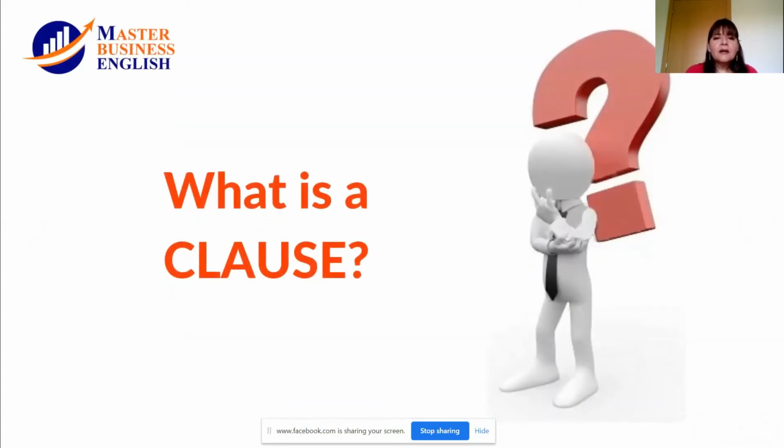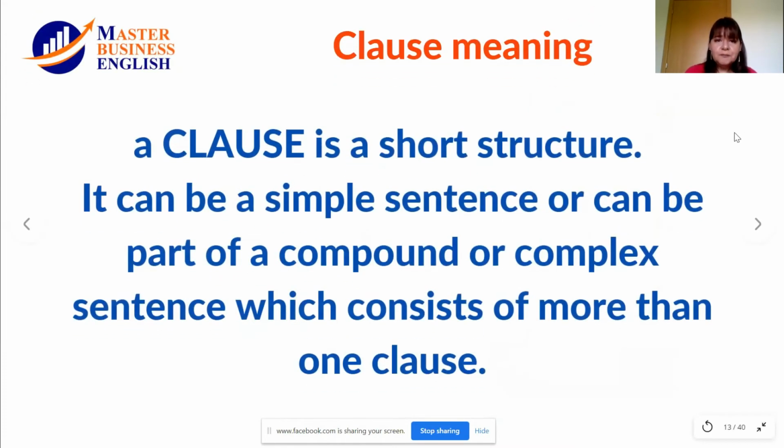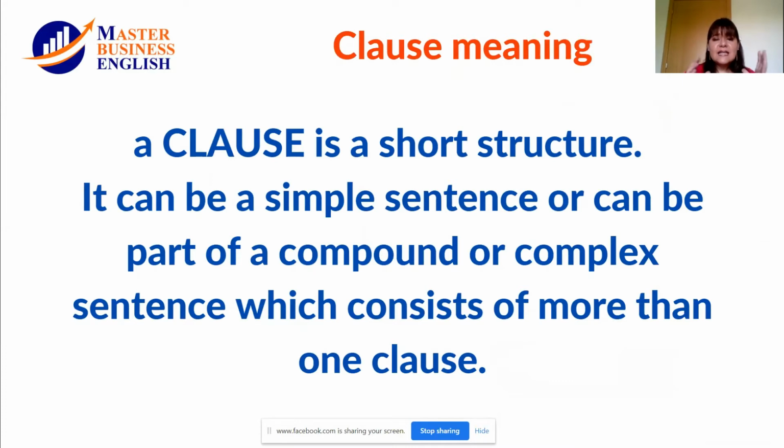So, agreement. Okay, we have just learned past simple, why it is important to learn it, how it can help us, and its benefits. Good, but what is a clause? A clause is a short structure. When I talk about structure, I mean a sentence that has a subject, auxiliary verb, and complement. That is a clause. It can be a simple sentence or also can be a part of a compound or complex sentence which consists of more than one clause.